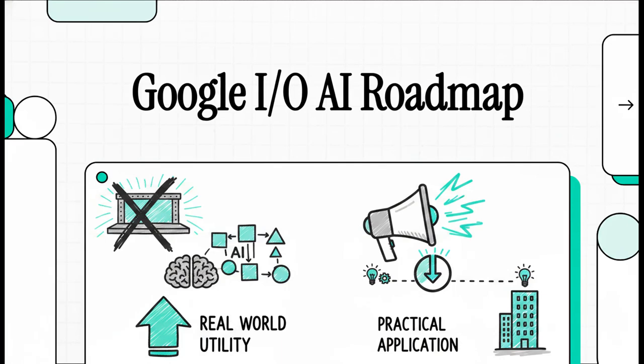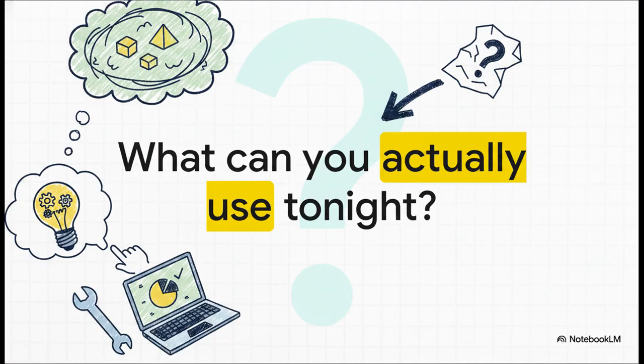Today we're completely bypassing the glossy tech keynotes and breaking down exactly which new AI tools you can actually use right now. You know the drill. Google's I/O keynote ran super long, the slides were gorgeous, and the applause was deafening. But we're going to cut right through all that noise and give you the realistic roadmap of what truly matters from that presentation. Because let's be real, this is literally the only question that matters for your daily life. What can you actually use tonight?